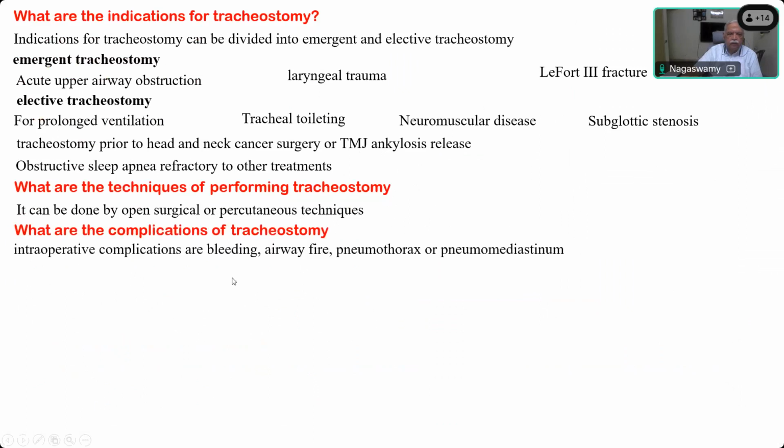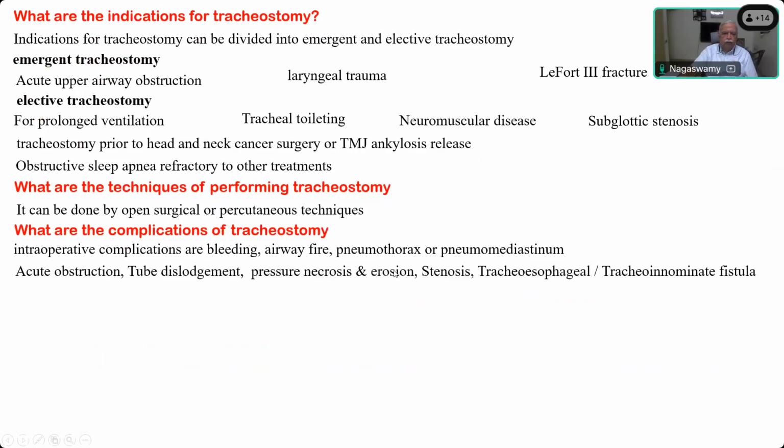Complications, which is a common question, can be immediate and late. Intraoperative, that is while doing the procedure itself, you can have severe bleeding because the isthmus of the thyroid gland is very close and it can be injured, causing massive hemorrhage. If the patient is receiving a high concentration of oxygen and the cautery is being used, you can get an airway fire, and it can produce pneumothorax or pneumomediastinum if the catheter is not placed properly.